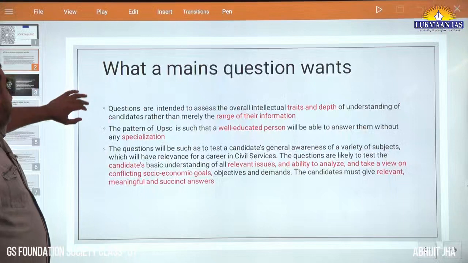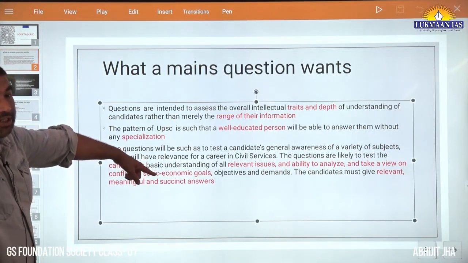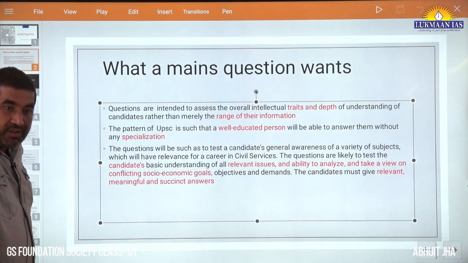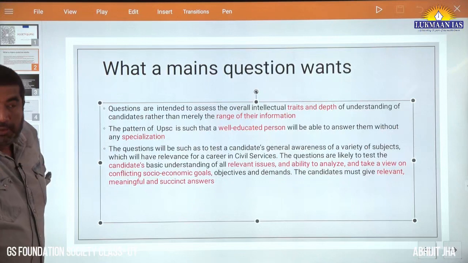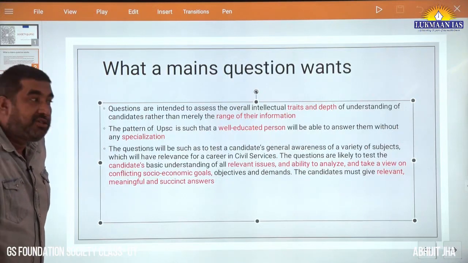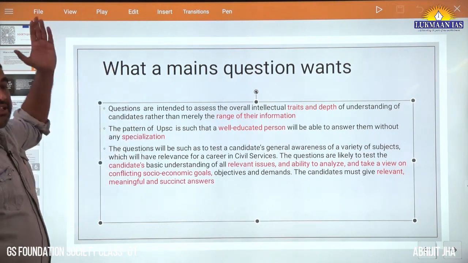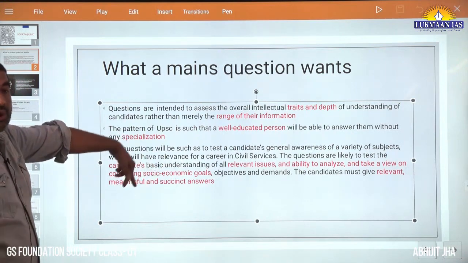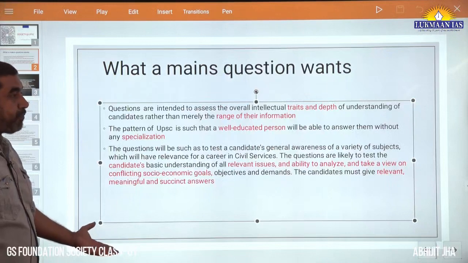Now, the ability to analyze and take a view on conflicting socio-economic goals. Like how caste has a different manifestation now. Means, see, caste is not about you being Brahmin and you being Dalit. Now there is some economic motive also, apart from the presence of the traditional one that was going on. So there is a socio-economic conflict in the goals. So this should be your answer.